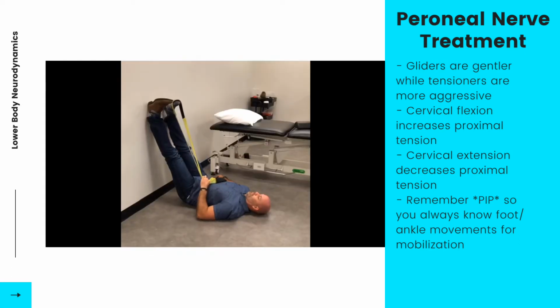A more intense mobilization of the peroneal nerve would be the wall slide mobilization. In this case, the strap is holding the foot into plantar flexion and inversion, while the knee flexes and extends. Again, we can always add cervical flexion or extension to facilitate sliding or tensioning.